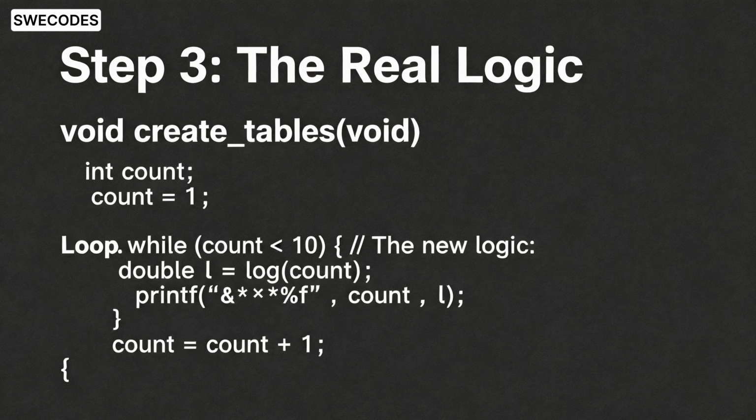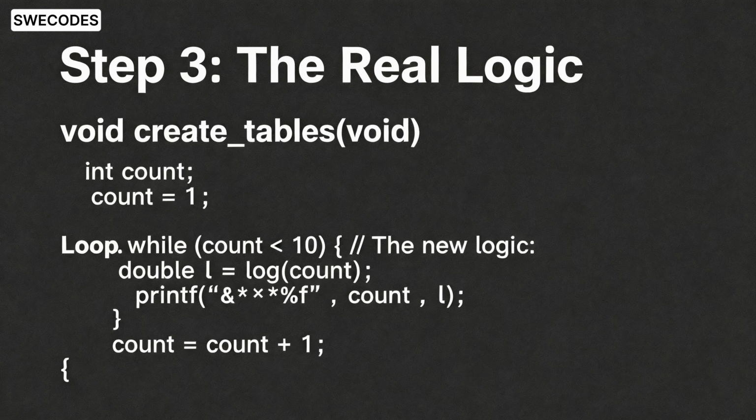Step 3. The real logic. Now we add the real calculation. We'll replace our placeholder with a log table. void create_tables, void. int count, count equals 1, while count less than 10, the new logic. double L equals log(count). printf("%d\t%f\n", count, L). count equals count plus 1.